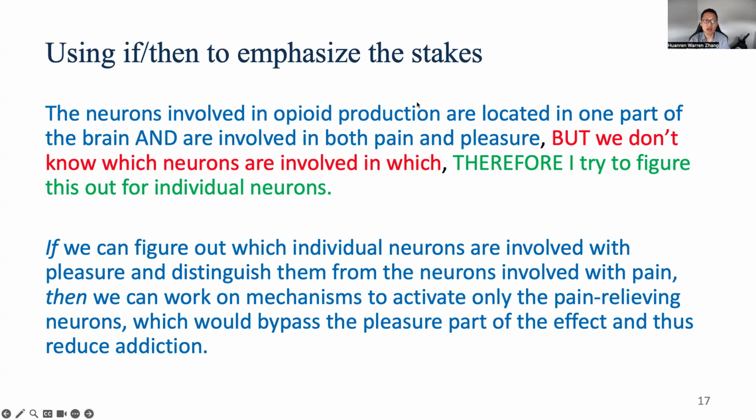So here, after you set the background, you emphasize the stake. We know the fact that these neurons are in charge of both pain and pleasure. But if we are able to distinguish which are in charge of pain and which are in charge of pleasure, then we can solve this big problem of addiction. After emphasizing the problem, it would be easier for the audience to realize the issues at stake, and they are more likely to listen on. Okay, so that's the ABT structure introducing this research.